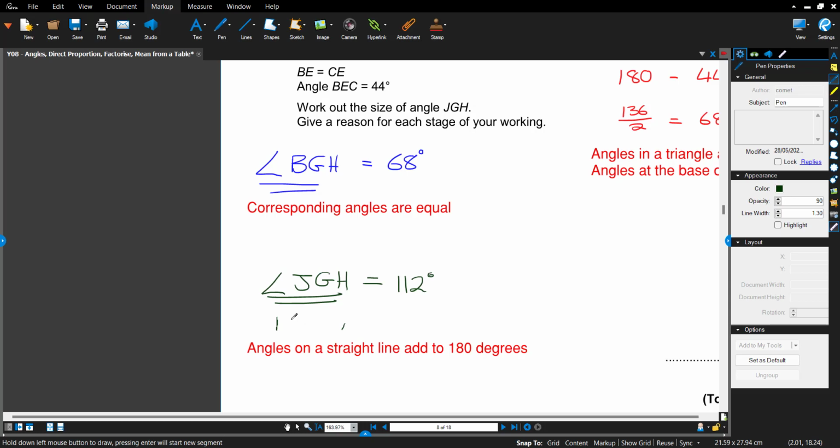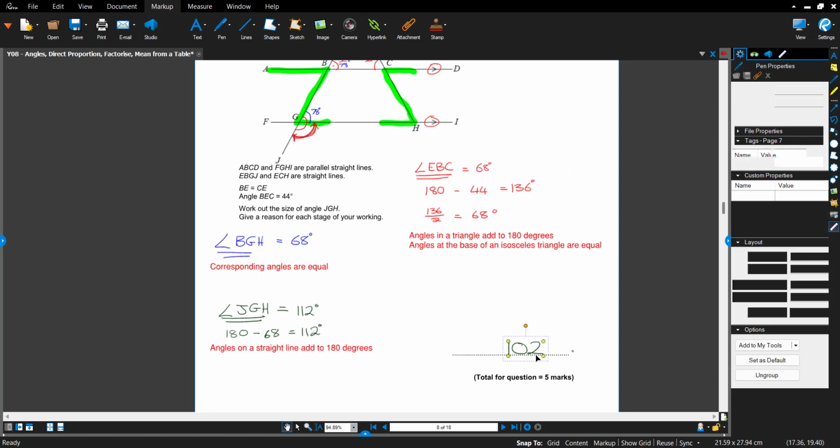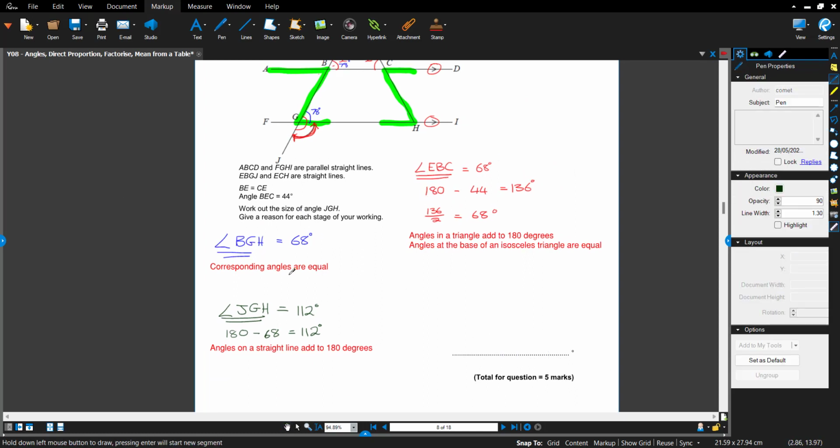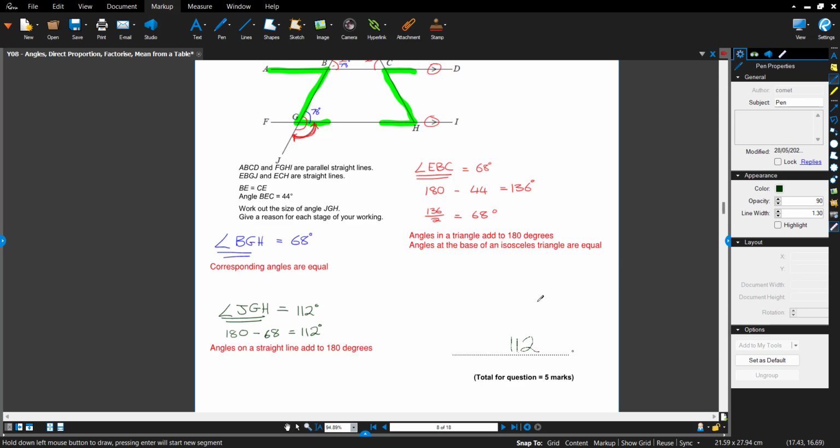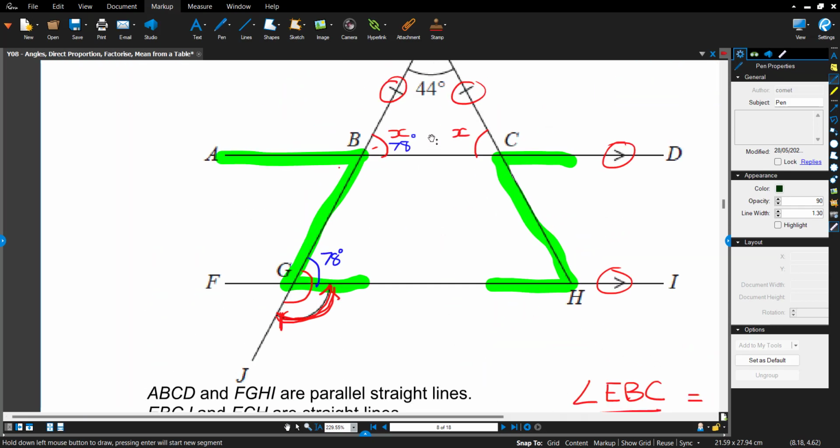What did we say? 180 minus 68 equals 112 degrees. All right, cool. So the answer is 112. It is good to double check. God, I wrote it again. 112 degrees. That should be 68. Coolio. 68 degrees, 68 degrees.